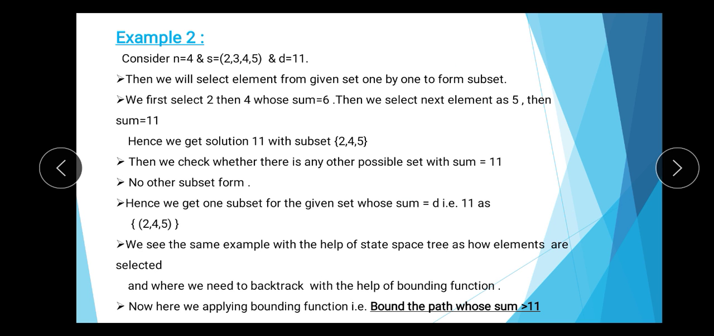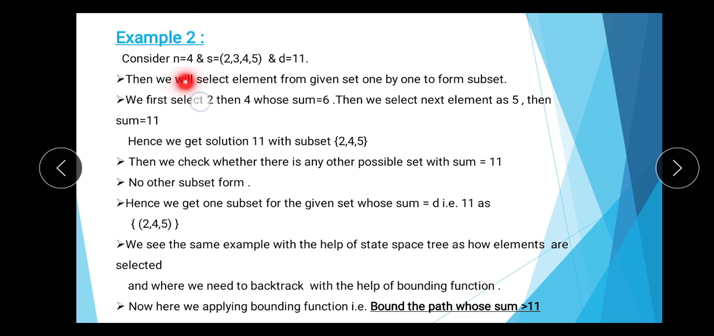This is another example. I will explain another example again, with 4 elements. In the previous example we took a smaller number of elements, and if the number of elements increases, how do we draw the state space tree? The same is shown with a larger number of elements.